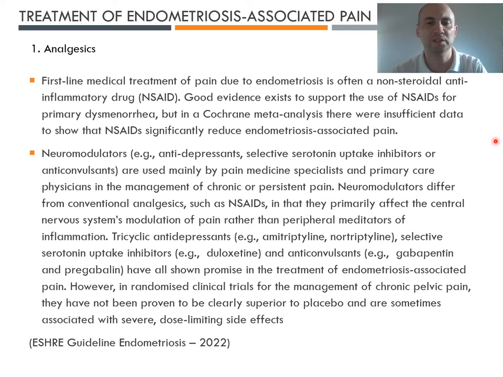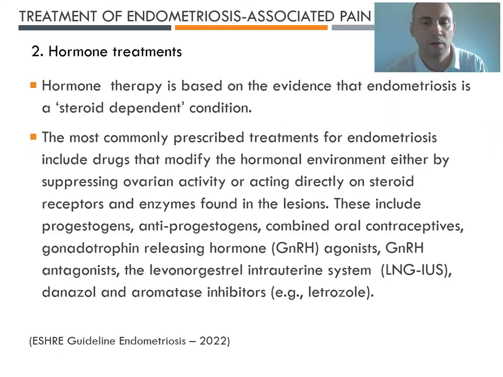Tricyclic antidepressants, selective serotonin uptake inhibitors, and anticonvulsants have shown promise in the treatment of endometriosis-associated pain. However, in randomized clinical trials for the management of chronic pelvic pain, they have not been proven to be clearly superior to placebo and are sometimes associated with severe dose-limiting side effects.